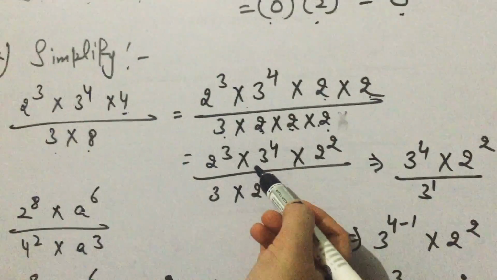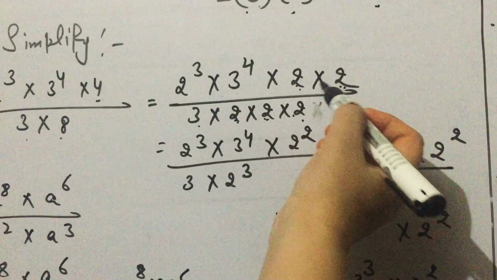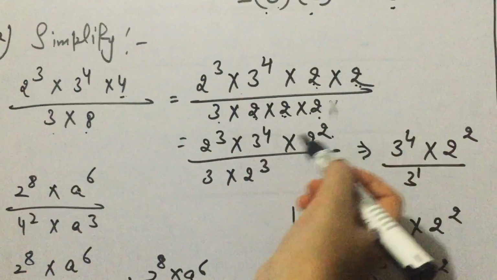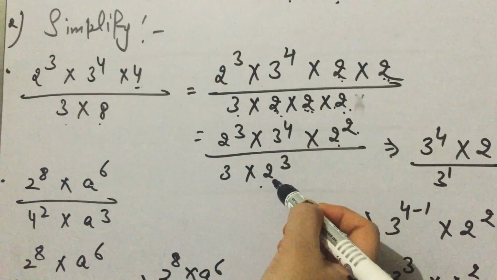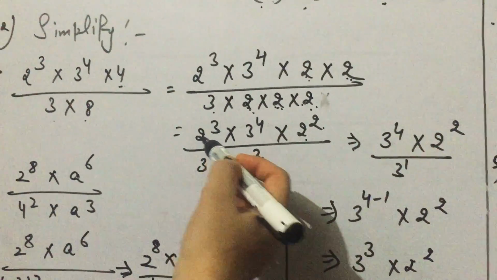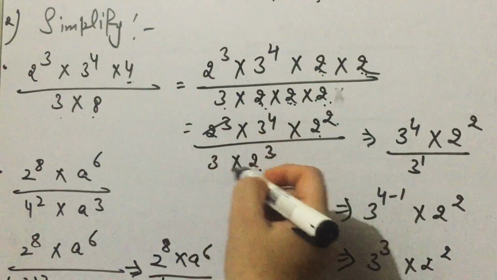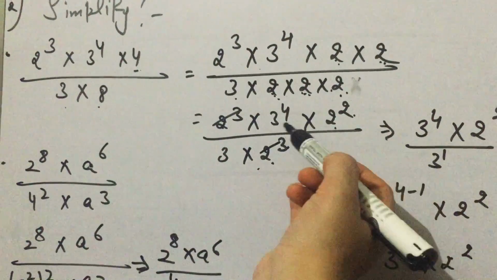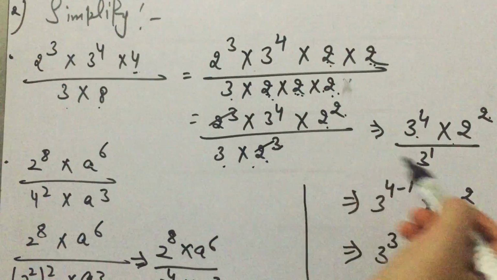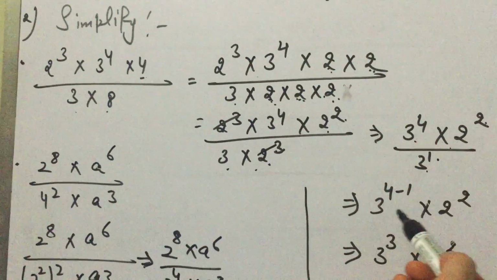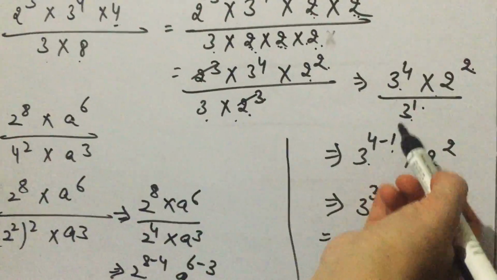2 raised to power 3 times 3 raised to power 4. Here 2 appears 2 times, we can write 2 raised to power 2, over 3 times 2 times 2 times 2, which is 3 times 2 raised to power 3. So 2 raised to power 3 and 2 raised to power 3 you can cancel. What are the left terms? 3 raised to power 4 times 2 raised to power 2 over 3, we can write as 3 raised to power 1. So 3 raised to power 4 minus 1.